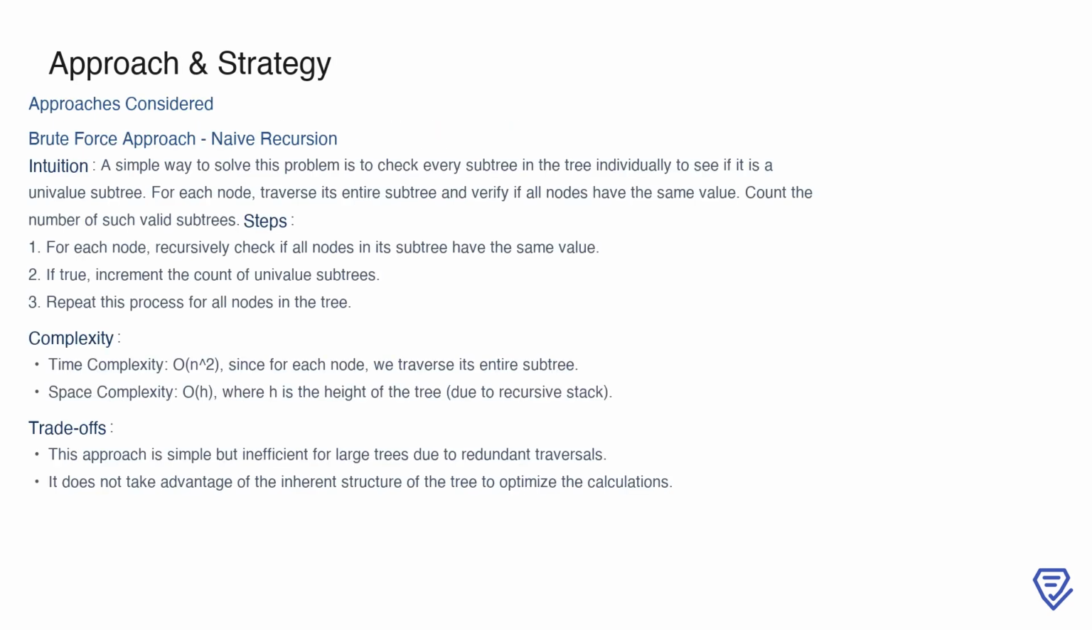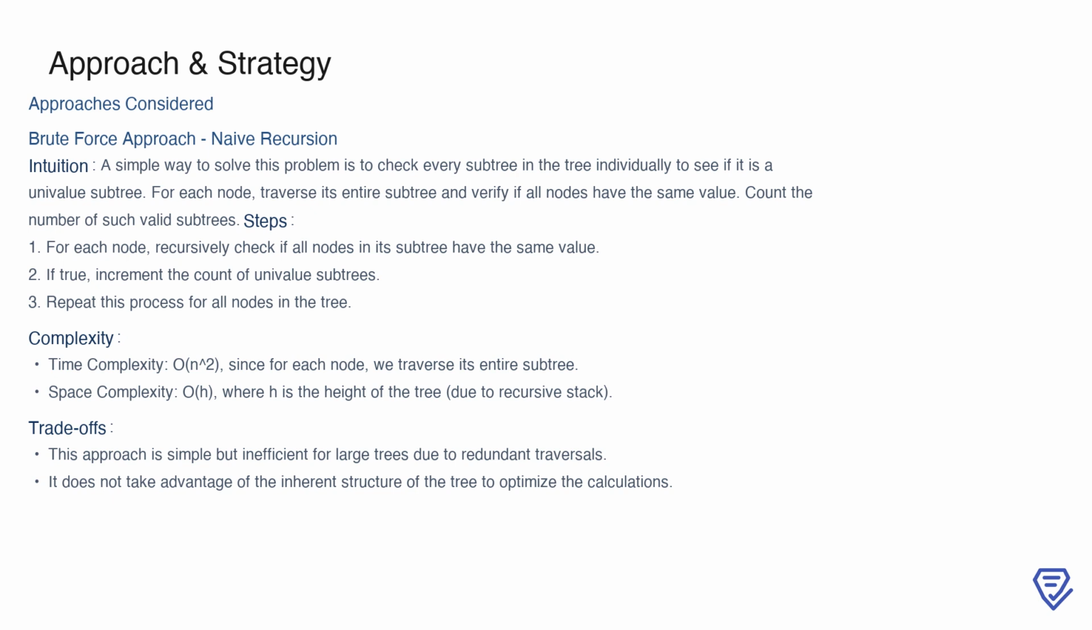To begin tackling this problem, one intuitive approach is to use a brute force method with naive recursion. The idea here is straightforward. For every node in the tree, we examine its entire subtree to determine if all the nodes within it share the same value. If they do, we count this subtree as a univalue subtree. This involves recursively traversing the subtree of each node and verifying the univalue condition.